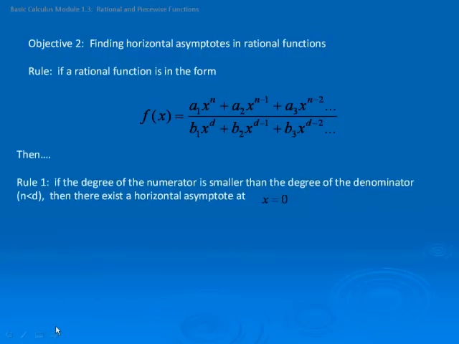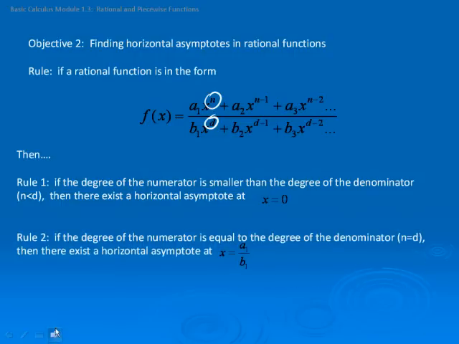All right, rule 1. If the degree of the numerator, that's the exponent on that x if they're in descending order, is smaller than the degree of the denominator, then there exists a horizontal asymptote at y equals 0. That's the first rule.